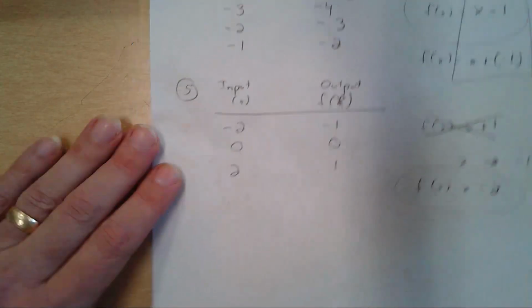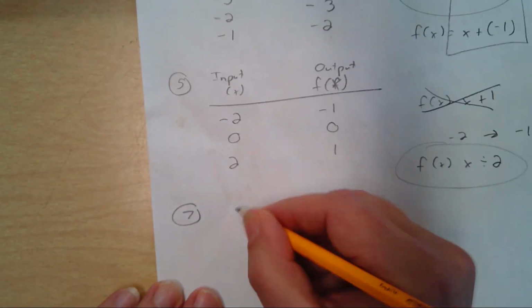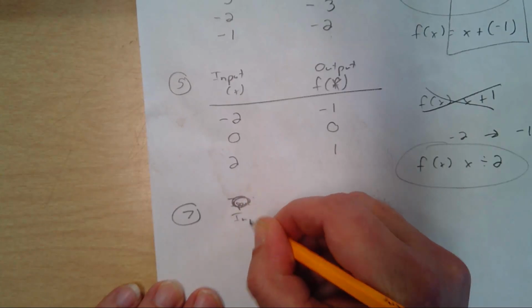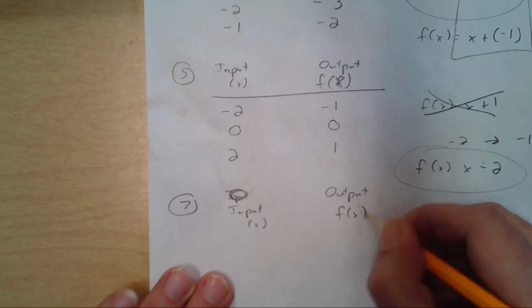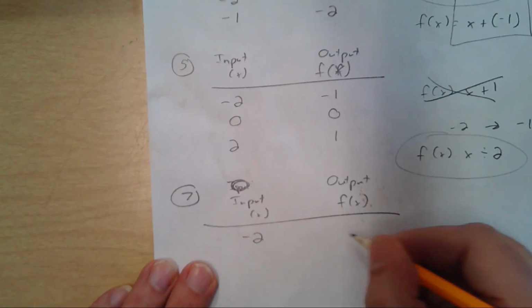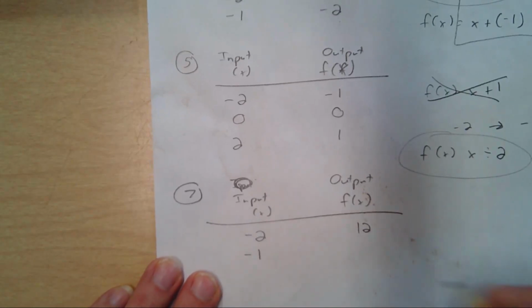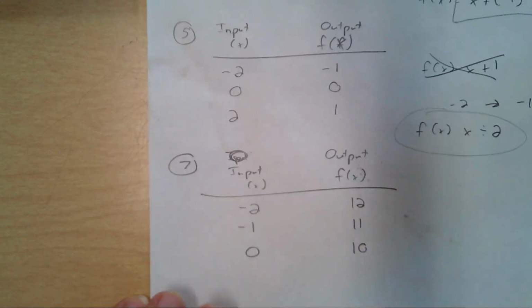Try number 7. Input x, output f of x: -2, 12; -1, 11; and 0, 10. And this one is a little more challenging.